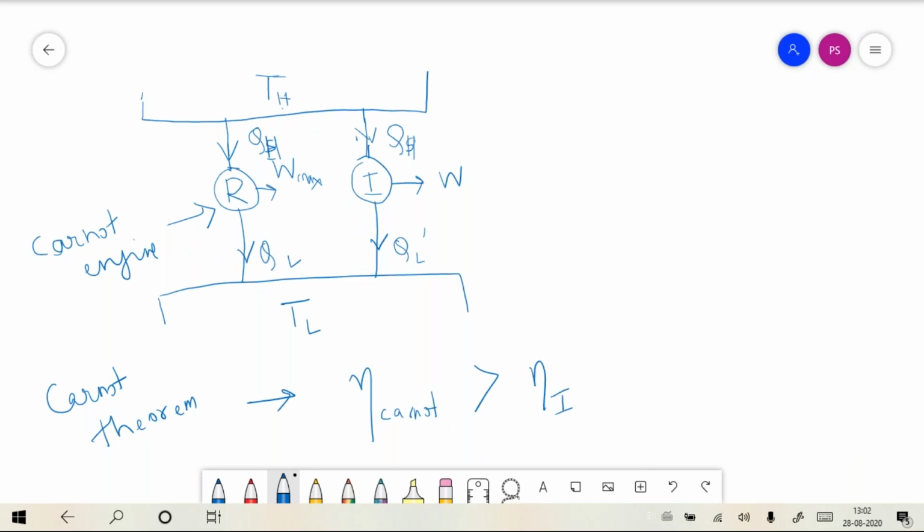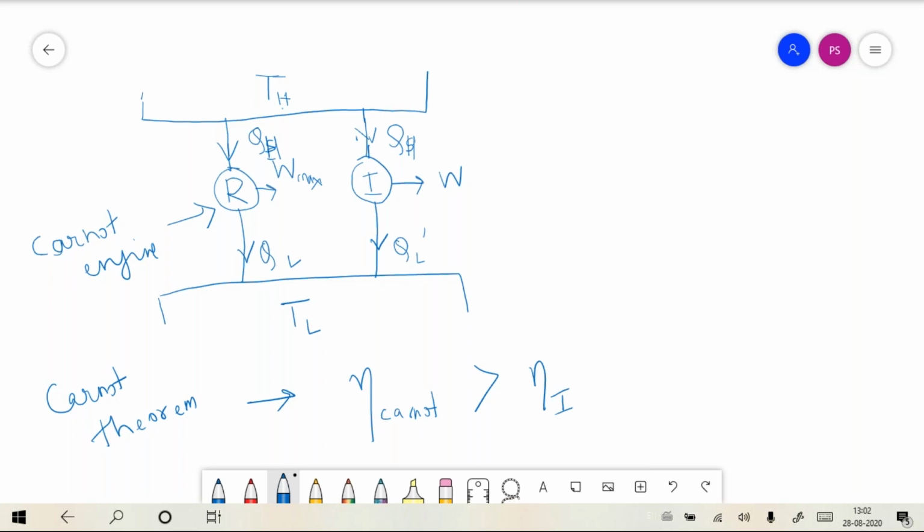According to the Carnot theorem, if you are able to see the whiteboard, I have drawn one schematic. It's seen. Yes, it is seen. Okay. So I have drawn a schematic wherein I have shown a Carnot engine and an irreversible engine. The Carnot engine is operating between TH and TL, and the irreversible engine is also operating between TH and TL.